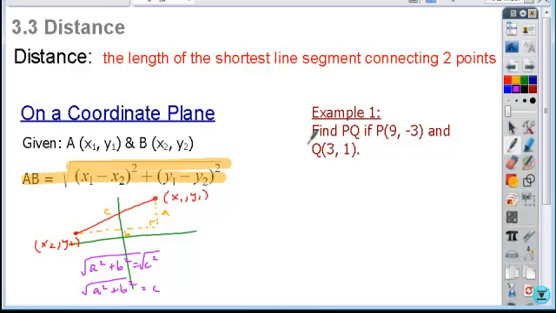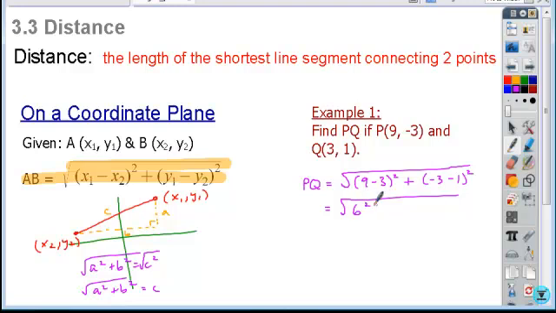If we're looking at our example here, distance PQ, you're given a set of coordinates, so you're going to take the square root of the difference of their x-coordinates squared, so 9 minus 3 quantity squared, plus the difference of their y-coordinates squared, so negative 3 minus 1 quantity squared, and you're going to simplify what you have. So 9 minus 3 is 6, negative 3 minus 1 is negative 4. When you square each of those, you get 36 plus 16. And so you wind up combining your terms, you get the square root of 52.